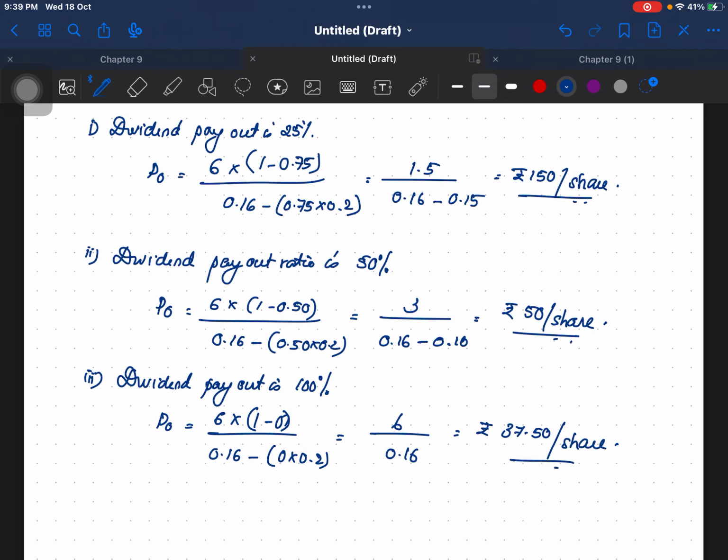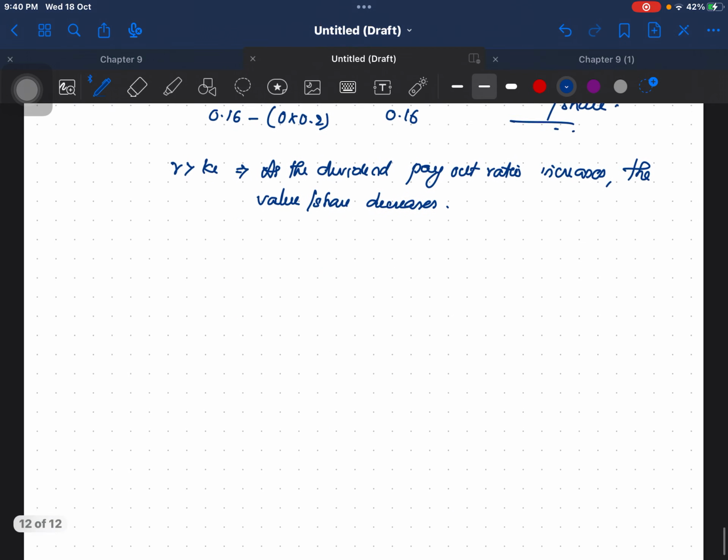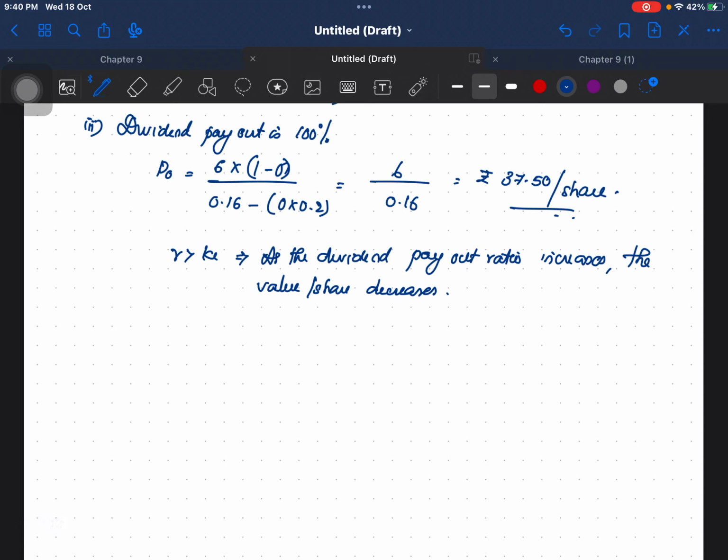So what is the conclusion? There are two conclusions. One, as the dividend payout ratio changes, your share price also changes. So the dividend payout ratio has a significance, or has an effect, on the share price. Second, since R is greater than KE, as the dividend payout ratio increases, the value per share decreases. Because ideally, the entire amount has to be reinvested and the DPS has to be zero, or the dividend payout ratio has to be zero. So this is all about this problem.